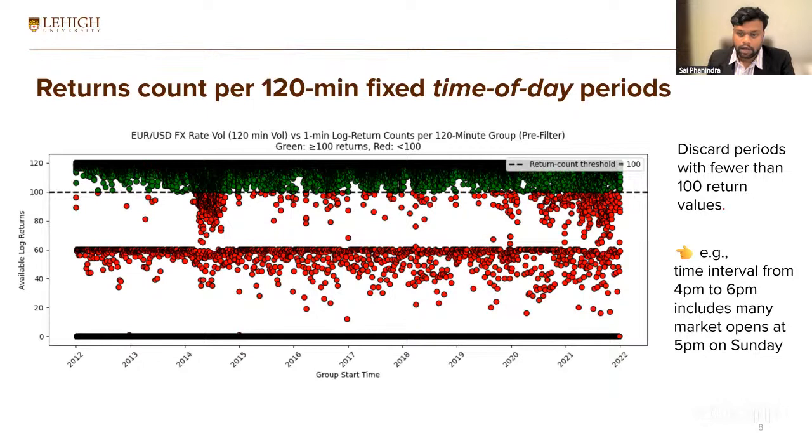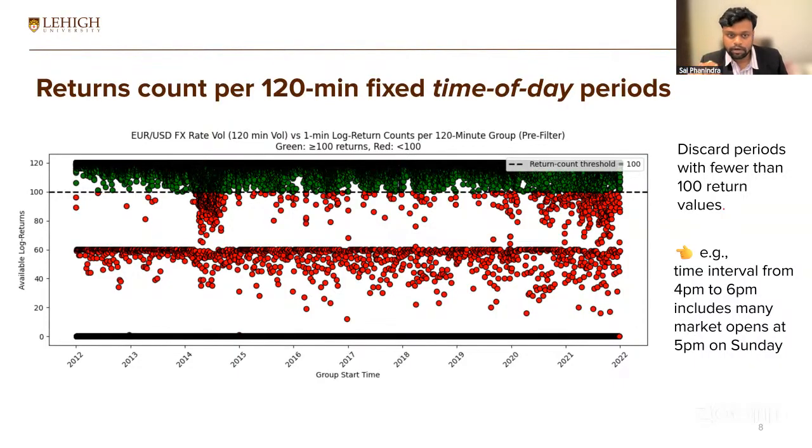All right. So we have grouped our data into 2-hour data, 2-hour time frame. So in every 2 hour, we kept a threshold of 100. So this means that for every 2 hour, there are 120 one-minute data points. So at least 100 points should be available for each 2-hour time frame. Hence, we consider them as green, if not, red.